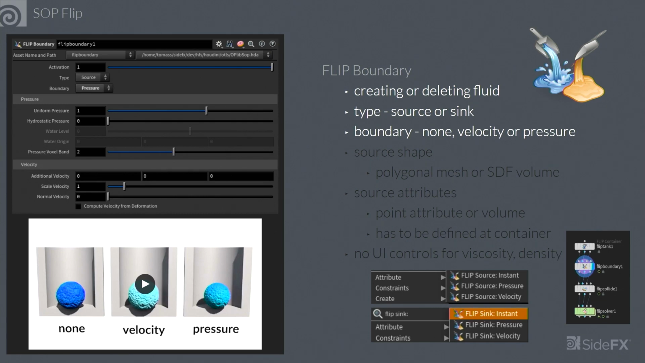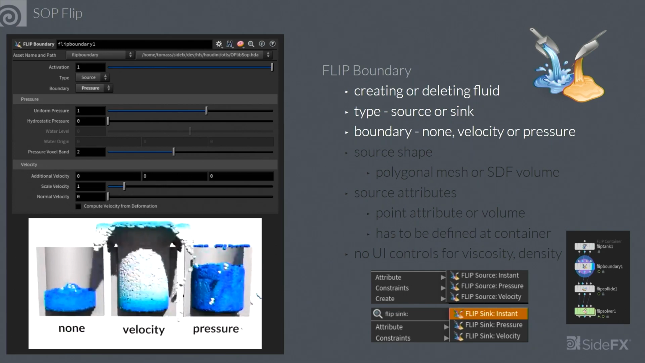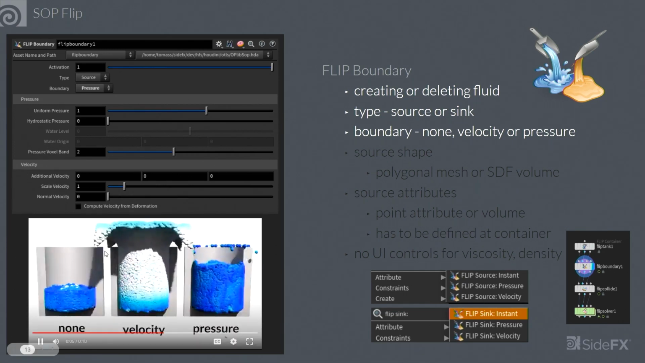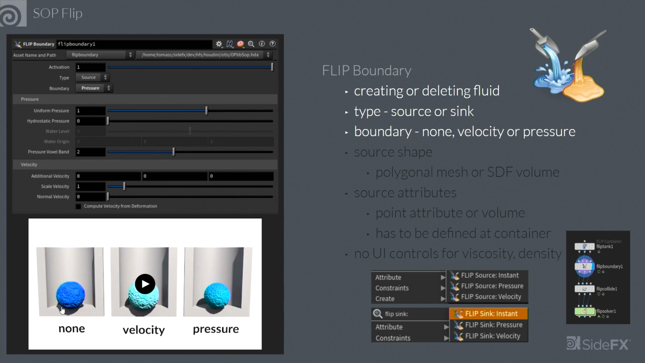If none, then you're not doing any special handling, and it behaves as an old flip source, as you are used to. If you set it to velocity, then you're prescribing the velocity at the source. And if you set it to pressure, then you're prescribing a pressure. Why might this be useful? There is a very common question on the forum: how do you fill a cup? If you use the standard flip source, you get this problem that the cup just fills up to the source, and it doesn't want to fill up more.